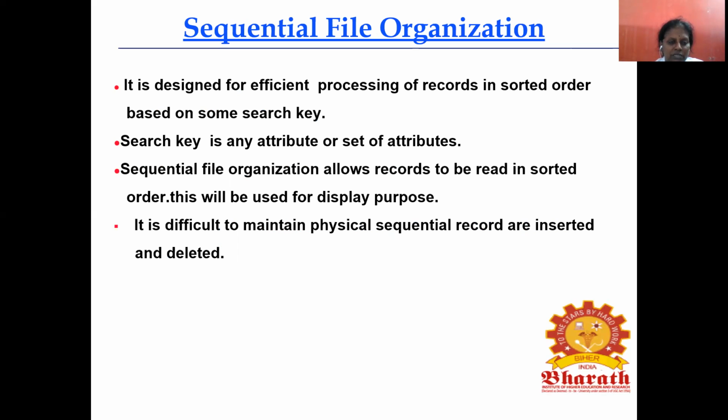A search key is any attribute or set of attributes. Attribute means the fields. For example, if the table contains employee ID, name, address, and photos, these are attributes: name is an attribute, ID is an attribute, address is an attribute. The collection of attributes is called a set of attributes. Sequential file organization allows records to be read in sorted order, so this will be used for display purposes.